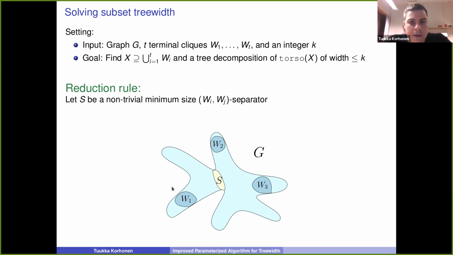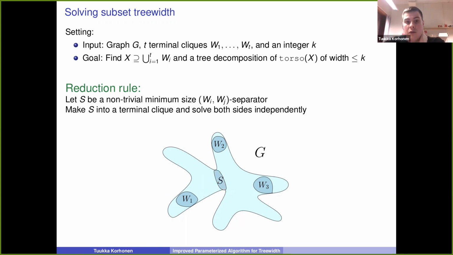So if you have 2 cliques here, let's say W1 and W3, and we have some separator S between them. And if this is a minimum size separator, and if this is non-trivial, what I mean by non-trivial is a minimum size separator that's not equal to W1 or W3. So it must be different. I cannot say that the separator is just the same as W1, or just the same as W3, but it has to be something different, and it has to be minimum size. And I say that whenever we have this non-trivial minimum size separator, we can do a greedy reduction rule when computing subset treewidth.